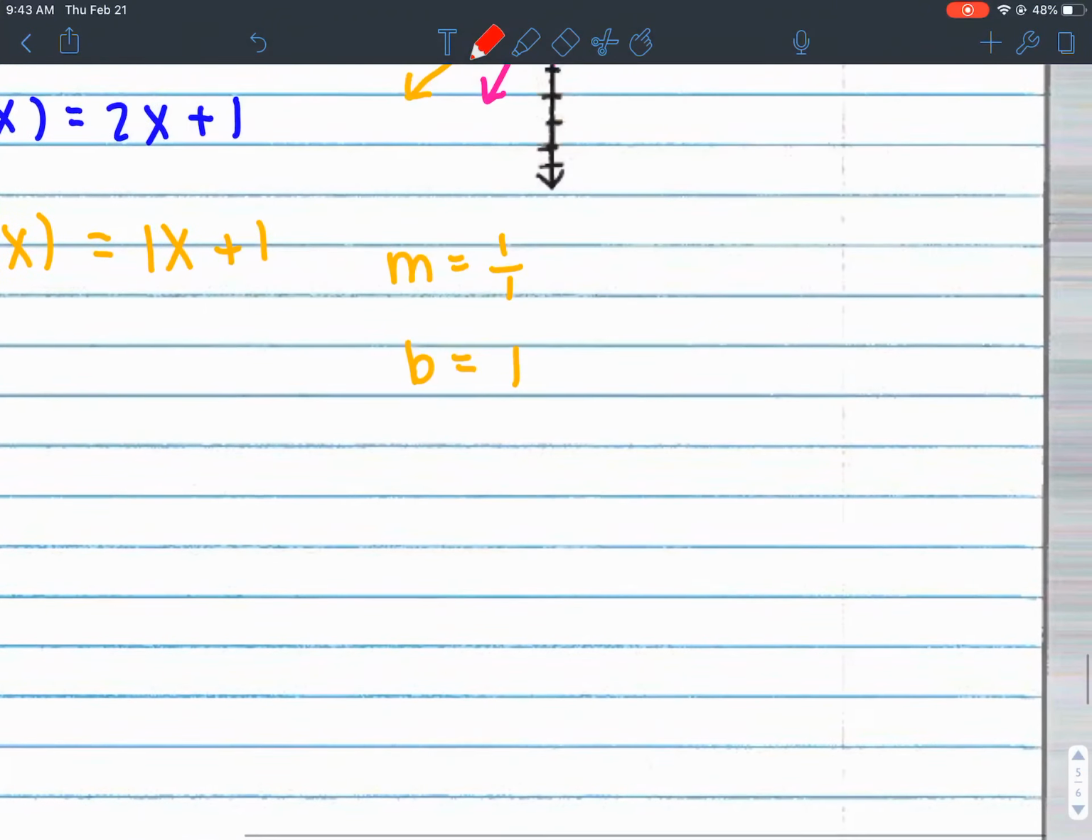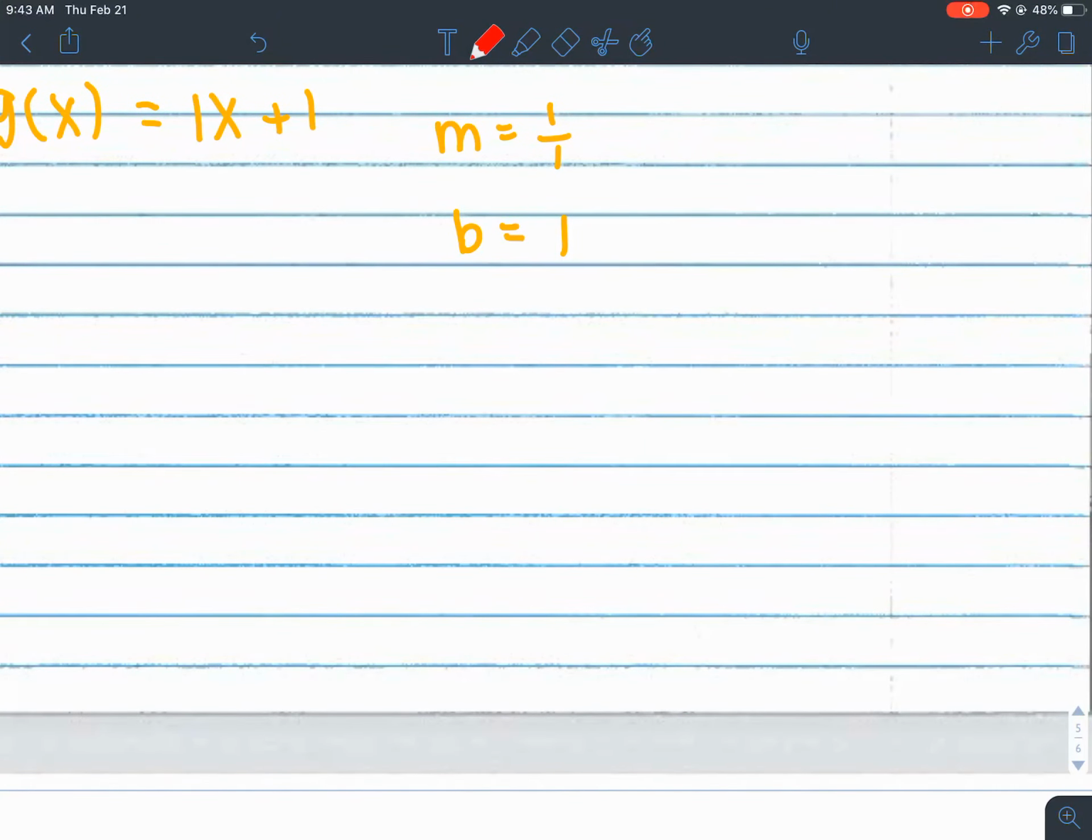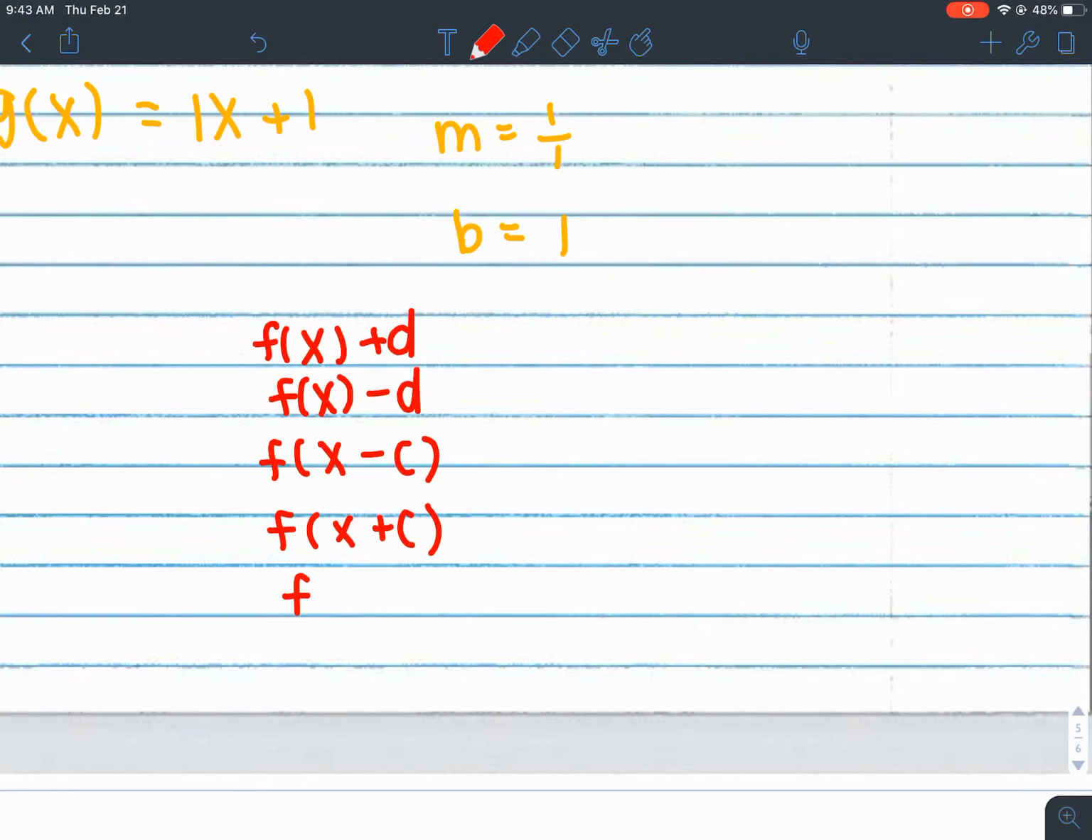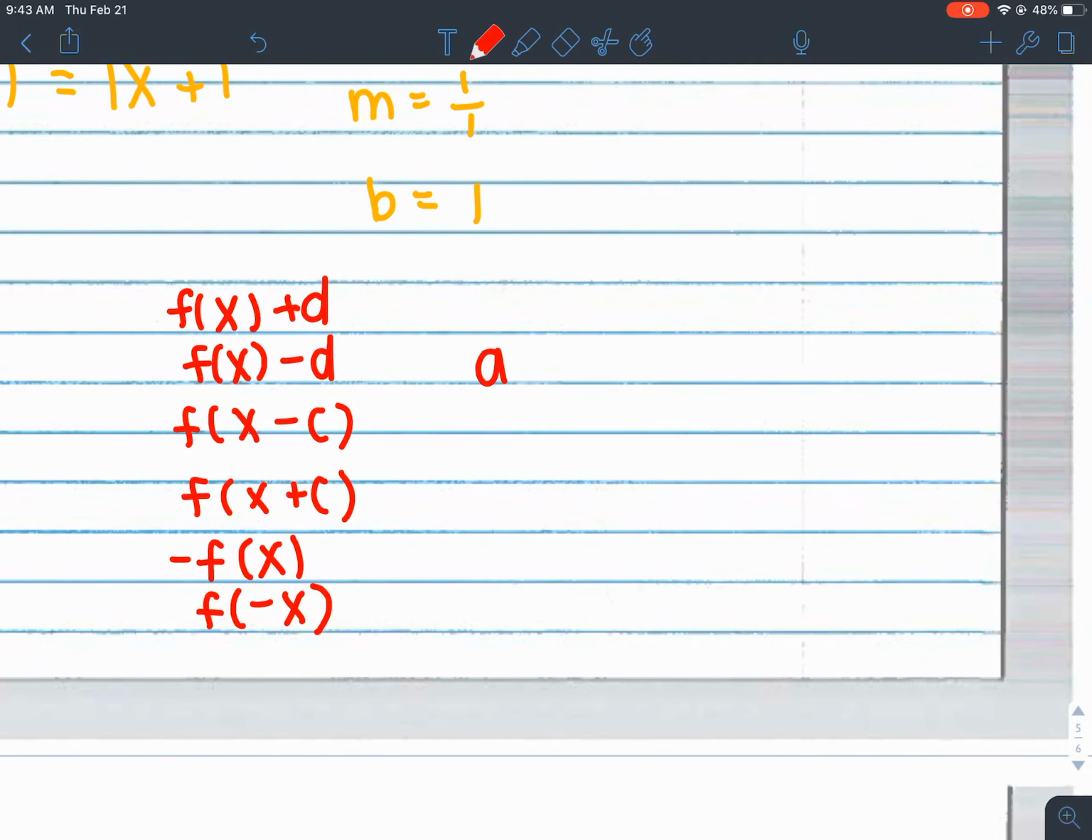If it helps, I'm going to go ahead and write like a master list down here. So we have f of x plus d, f of x minus d, f of x minus c, f of x plus c. We have negative f of x, we have f of negative x, and then we have a f of x and f of bx. So let's see how many that is. That's 1, 2, 3, 4, 5, 6, 7, 8.